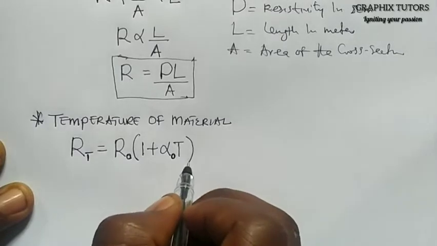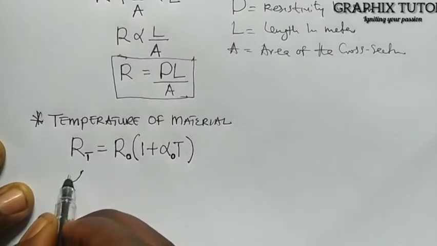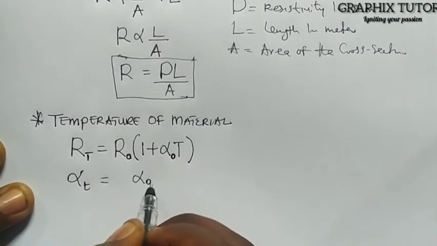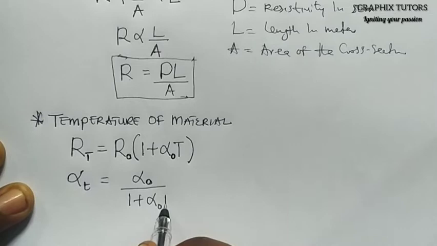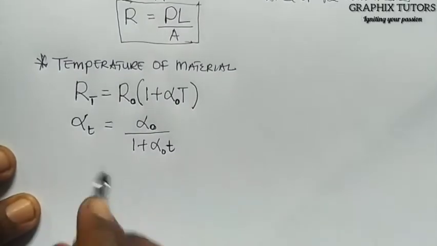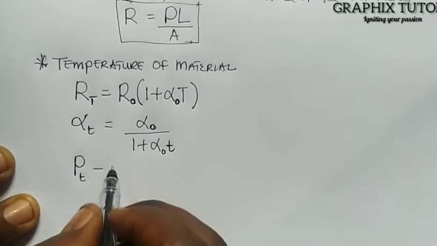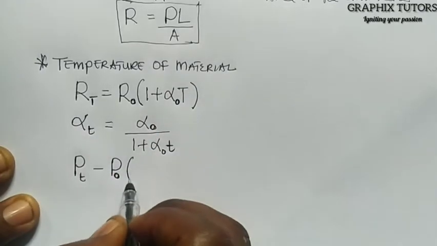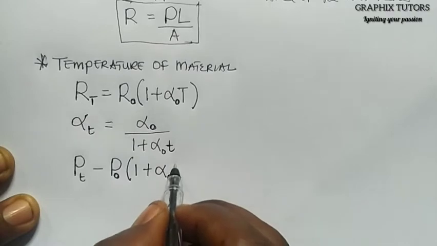The temperature, right? And also, we have that the resistivity at temperature T is given as the resistivity at 0 degree, all over 1 plus what? The coefficient at 0 degree times the temperature T. That's another formula we need to know. Now another one is the specific resistance at temperature T minus the specific resistance at 0 degree, into bracket 1 plus the coefficient at 0 degree multiplied by the temperature T.